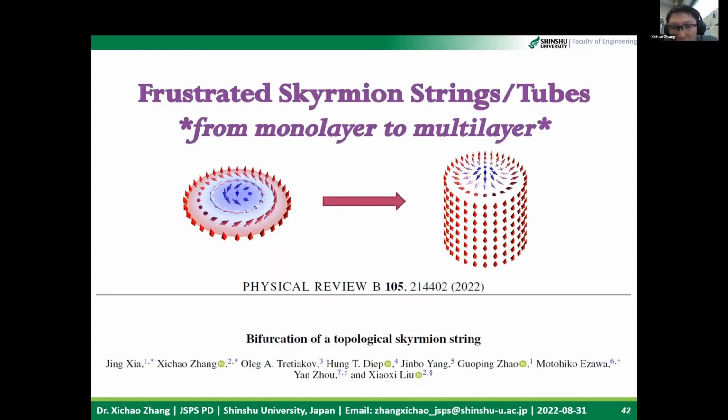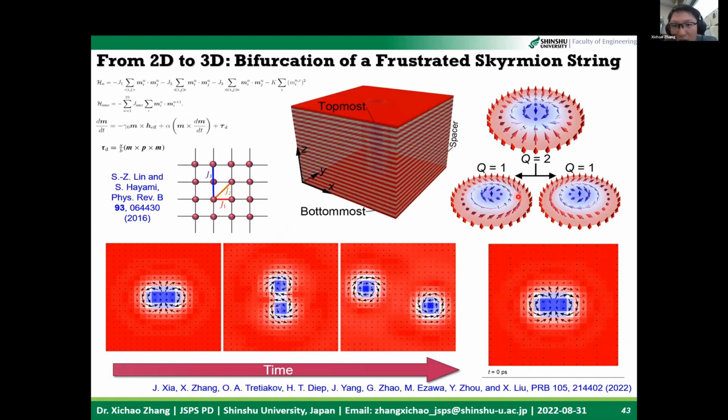Okay, so the last work I want to briefly talk about is the dynamics of skyrmion strings in three-dimensional magnetic multilayers. In this work, we consider a multilayer of 20 frustrated magnetic thin films with weak ferromagnetic interlayer exchange interactions. And in each magnetic layer, we consider the J1, J2, J3 exchange interactions similar to the two-dimensional case.